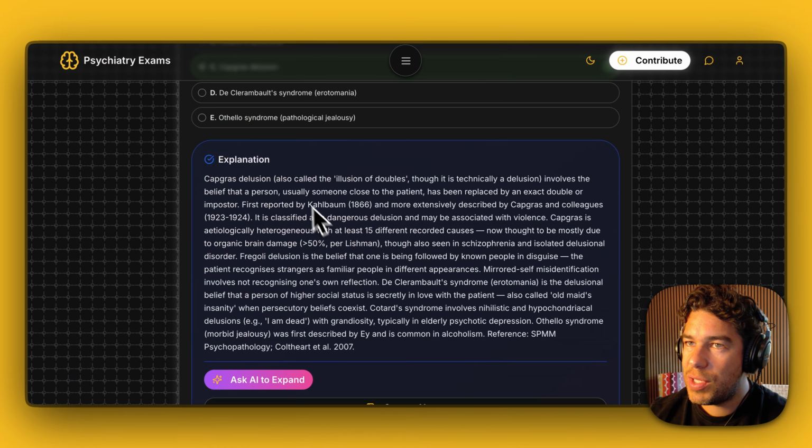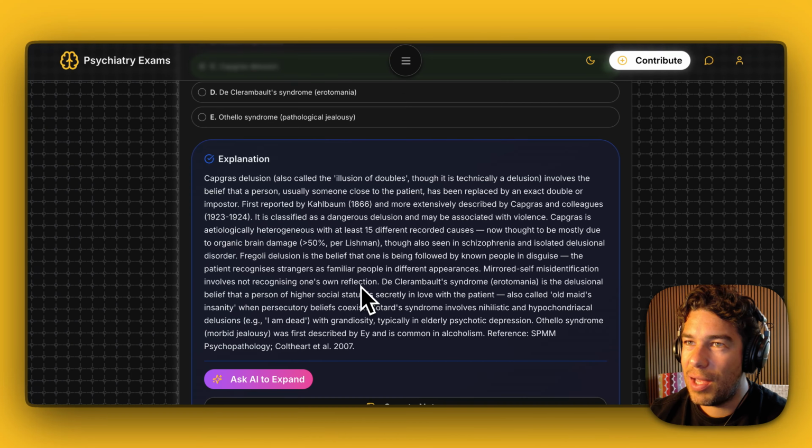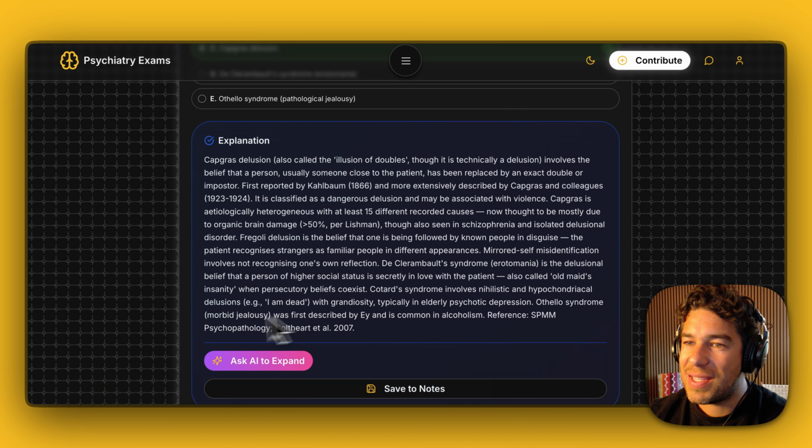De Clerambault syndrome. This appears in Ian McEwan's Enduring Love, the novel. This describes erotomania. Often the high-profile individuals in love with the patient. I've seen that a number of times in the general adult inpatient setting. And then Othello syndrome, so called because of Shakespeare, obviously. This is morbid jealousy.